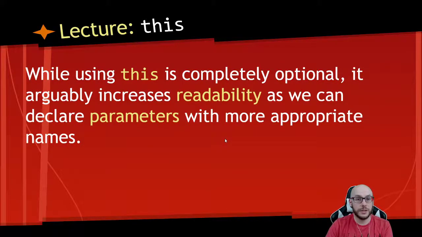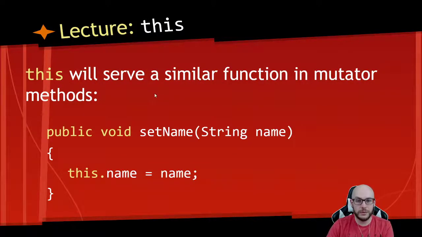While using this is completely optional for this class, it arguably increases readability as we can declare parameters with more appropriate names. This will serve a similar function in mutator methods. Here we see we have name coming in, and I'm saving this local variable into our instance variable, and I can distinguish between the two. They're both called name. If I just put name here, right, name equals name, all I'm doing is saving the local variable back into itself. This dot is what allows me to refer to the instance variable.